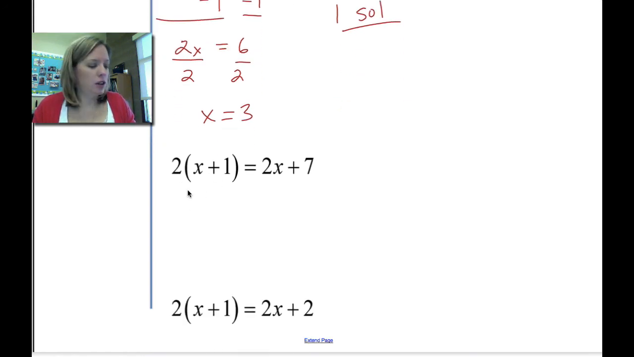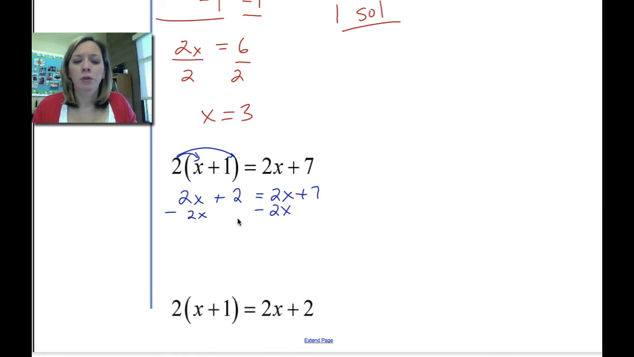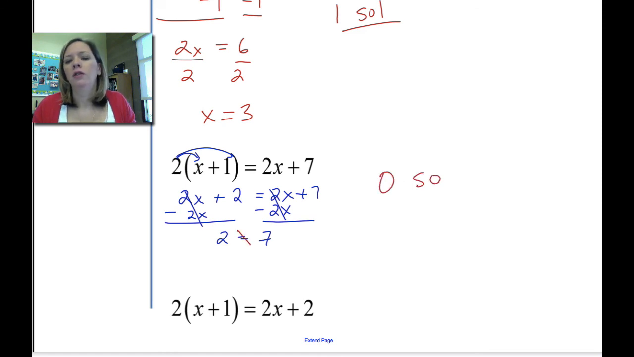Let's look at the next one. Here we do have to distribute. So we'll start with that. That's going to give me 2x plus 2. And on the right we have 2x plus 7. I have variables on both sides. So let's move them. I'll subtract 2x from both sides. 2x minus 2x is 0, so that leaves me with 2 on the left. 2x minus 2x is 0, so that leaves me with 7 on the right. 2 equals 7. That's a false statement. So we know that there are 0 solutions to that equation.